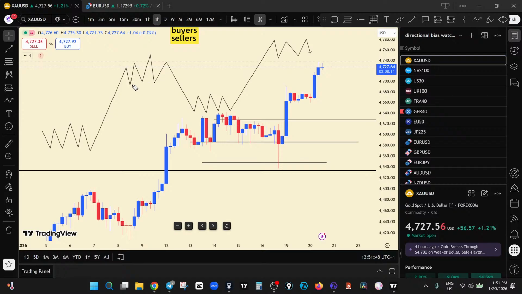Now, once it gets out of this, it seeks an area of balance again. The move in between is imbalance. It's rejection. Come to another area of balance, push up through imbalance, get another area of balance.